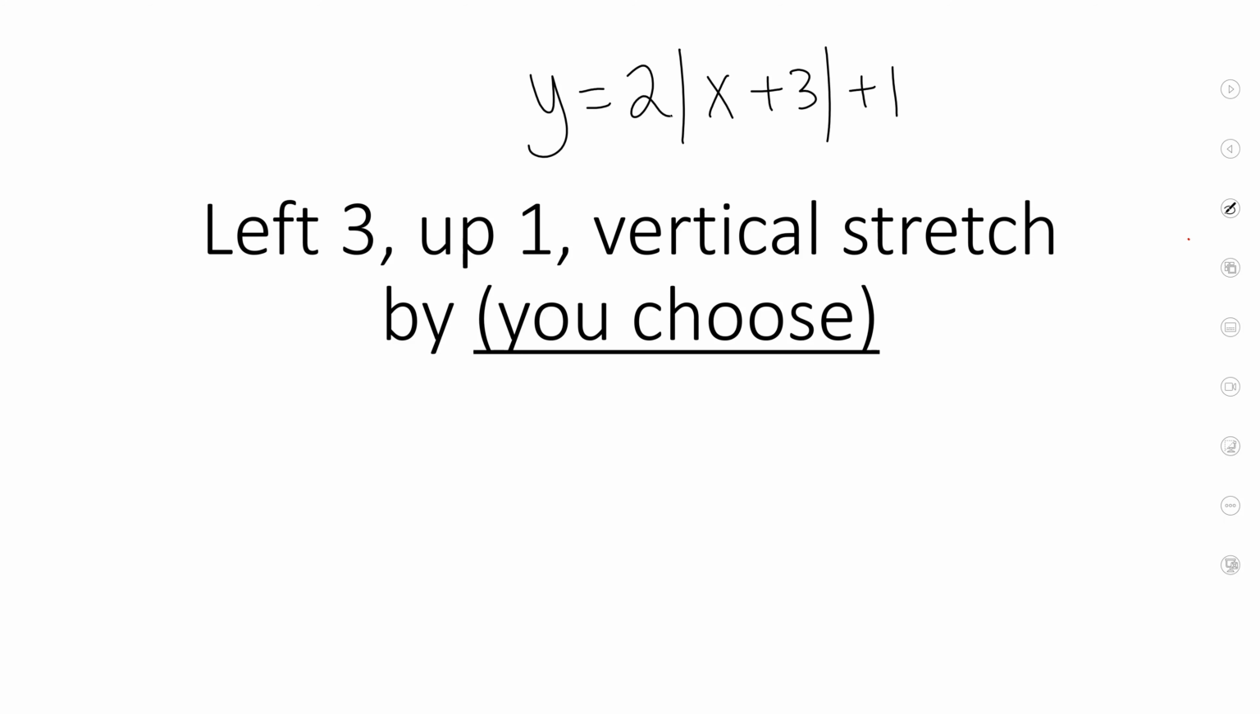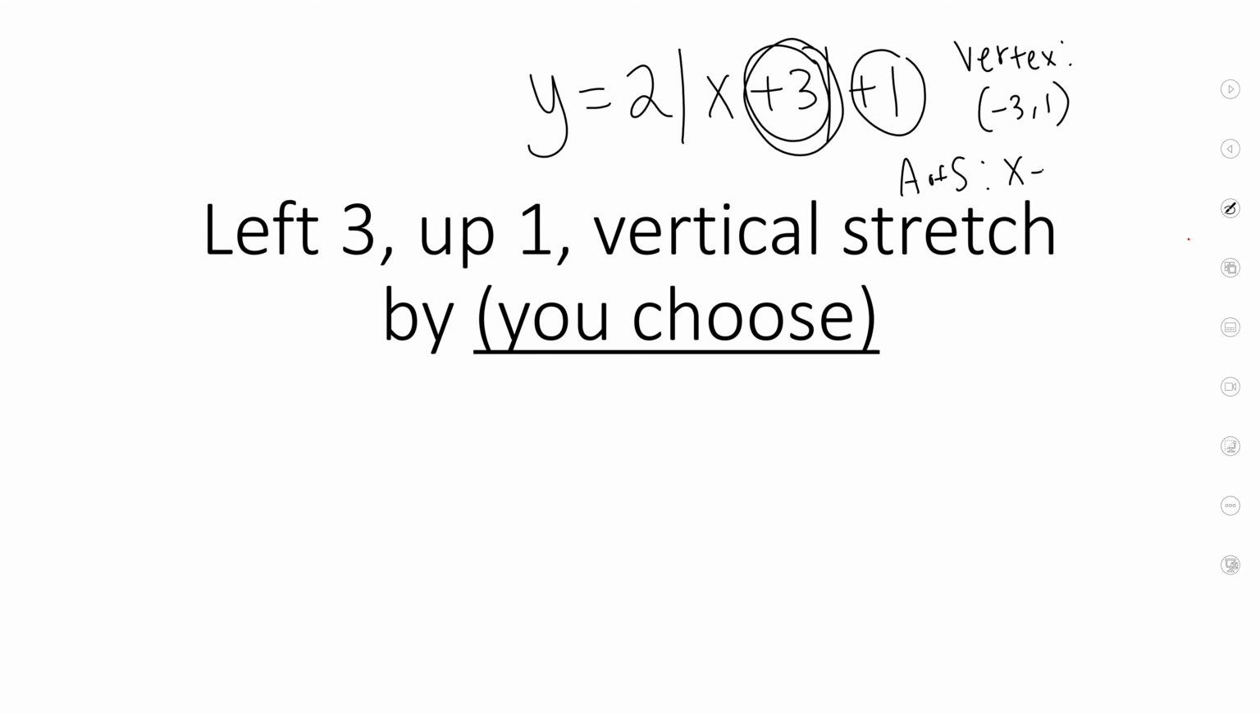Okay, now my vertex. What's my vertex, guys? Good. -3, 1. It's always opposite of this number and keep this number. So what is my axis of symmetry? Good. It's always this number, the opposite of that number, x equals -3. What's my range? Yes, 1 to infinity. Perfect. And what's my domain? All real numbers.